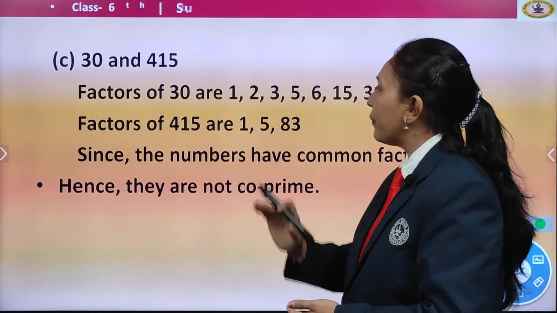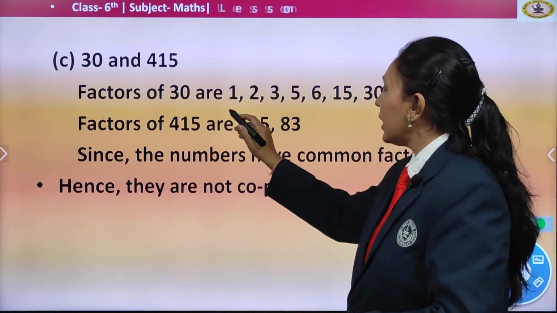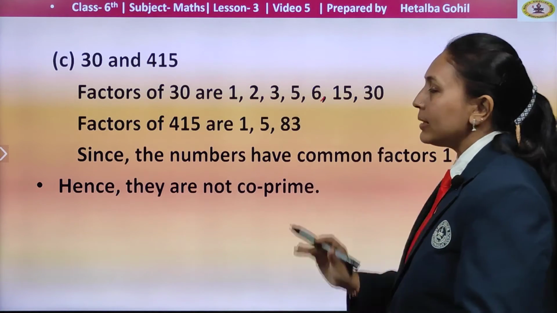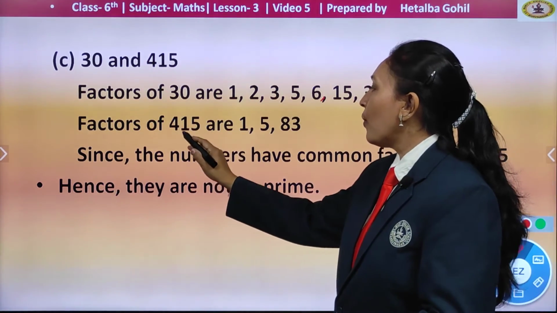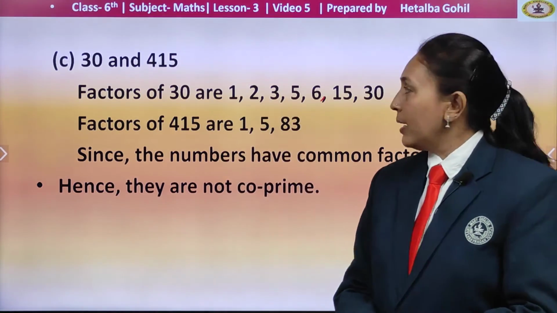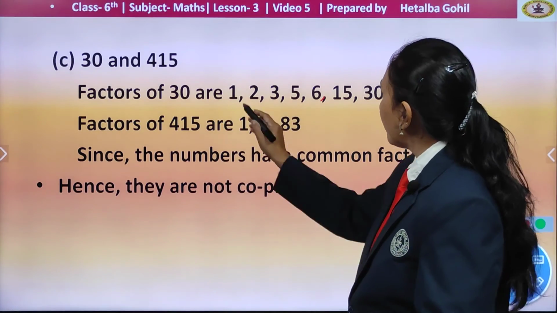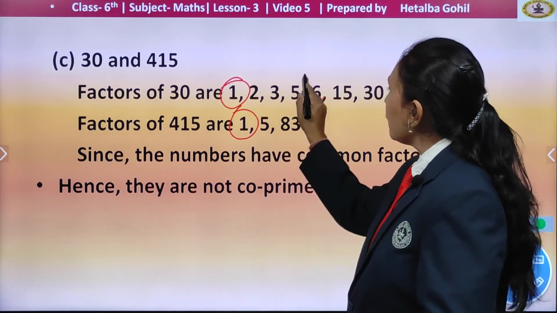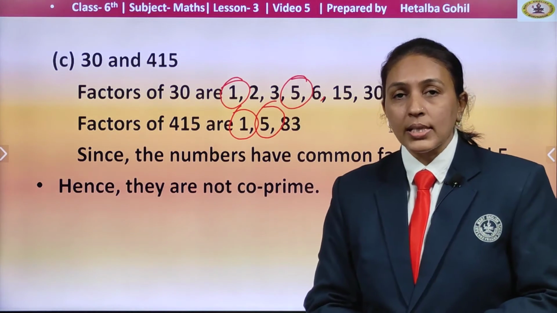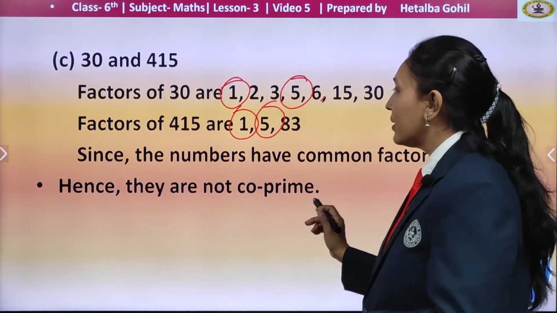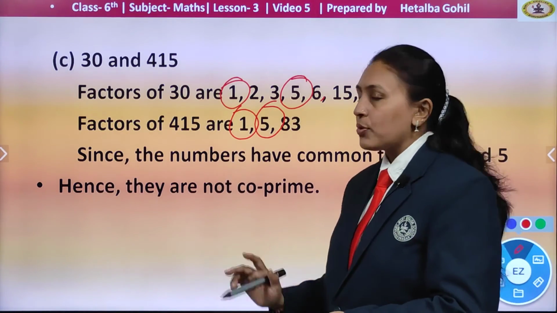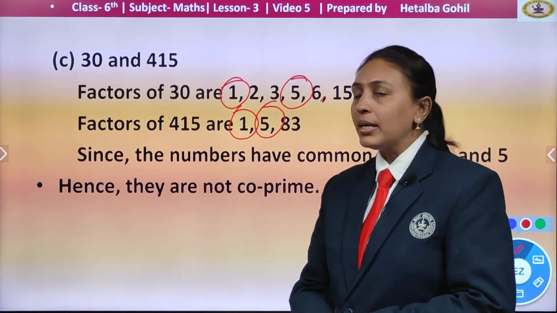Next, 30 and 415. First, let us list the factors of 30, that is 1, 2, 3, 5, 6, 10, 15 and 30. Whereas the factors of 415 are 1, 5, 83 and 415. Now, let us find the common among them. We have 1 as a common factor and also 5. So 5 is also a common factor. So I cannot say that 30 and 415 are co-prime numbers, because co-prime numbers should have only 1 as a common factor among them.